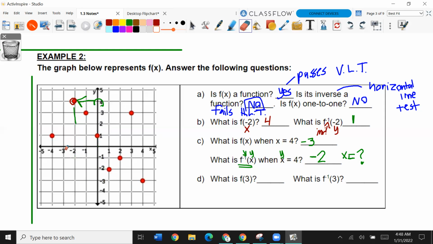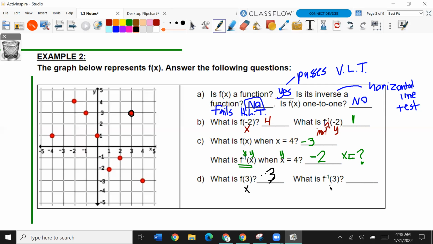I'm going to take all these off here and get all my markings off. Pause the video if you need to. Try letter D. Okay, here we go, guys. So for letter D, it says what's f of 3. That's pretty straightforward. I go to x is 3. What's my y value? Hey, it's going to be 3 again. Awesome. So I have that value of 3.